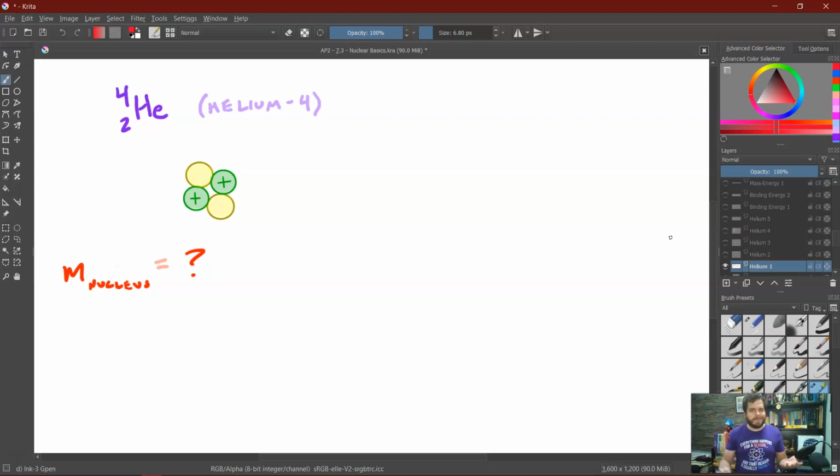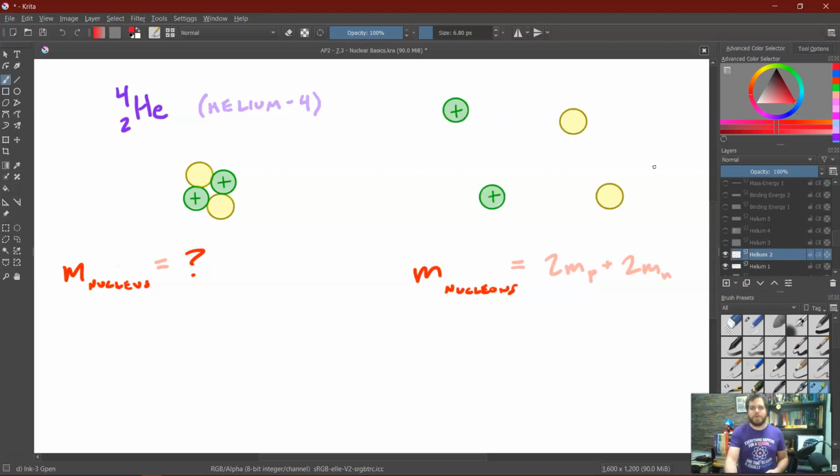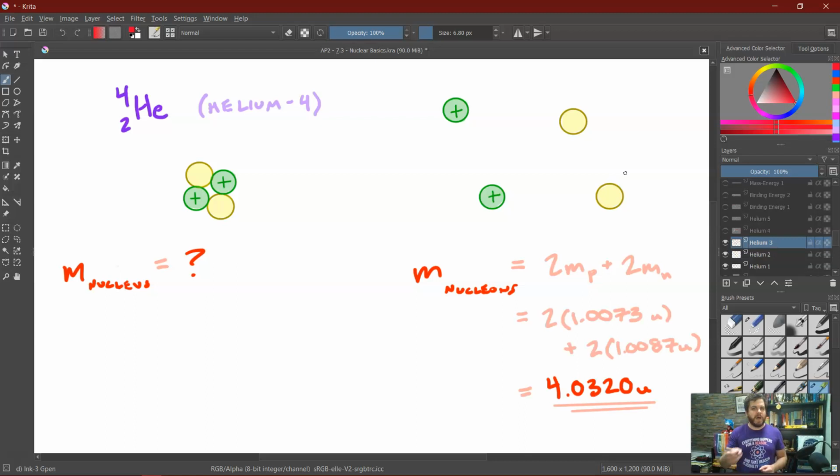Well, we could do some pretty easy arithmetic here. If it is 4 nucleons, I've got 2 protons and 2 neutrons, so to find the mass of the nucleus, let me just find the mass of the nucleons. I will just add together 2 times the mass of the proton plus 2 times the mass of the neutron. And let me go ahead and do that with the numbers I had on the previous page. I'm going to stick with the atomic mass units rather than kilograms to avoid all the scientific notation. So 2 times 1.0073 U plus 2 times 1.0087 U for the neutrons gives us a total mass of this nucleus of 4.0320 U. So that's the mass of all the nucleons that make up the nucleus.